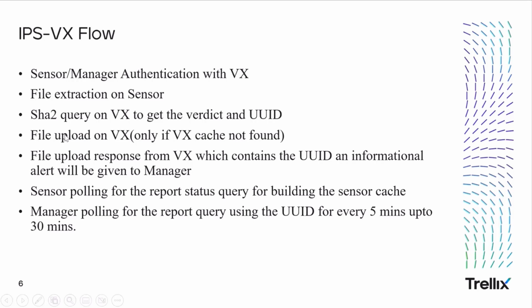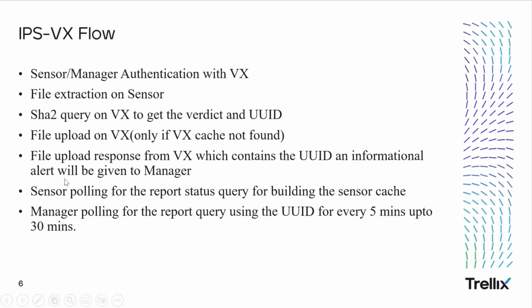Whenever we do a file upload, a file upload response will come, which contains the UID. This UID is a unique identifier, which will be used to submit an alert on the manager. That is when an information alert will be given to the manager. That is when you see on the manager saying a file is submitted to the MVX engine.